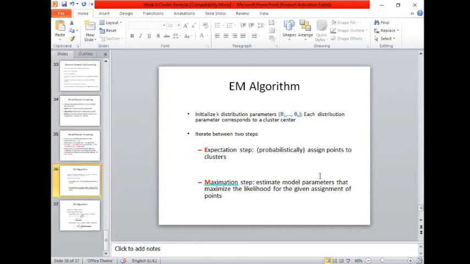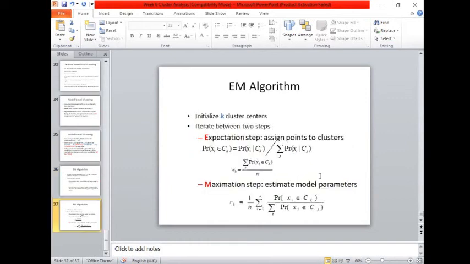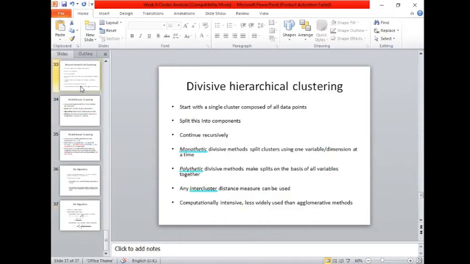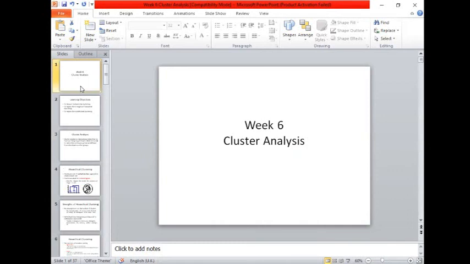Part of the model-based approach is the EM algorithm, the expectation and maximization step algorithm. We initialize the k distribution parameters. For the expectation step, we assign points to clusters probabilistically. The maximization step is to estimate the model parameters that maximize the likelihood for the given assignment of the points. So this is the example of the EM algorithm: initialize the k clusters and then iterate between the two steps. What is the difference? In expectation, we assign the points to clusters, but in maximization, we estimate the model parameters of the clusters. So that will be our topic for today, week 6, which is cluster analysis.